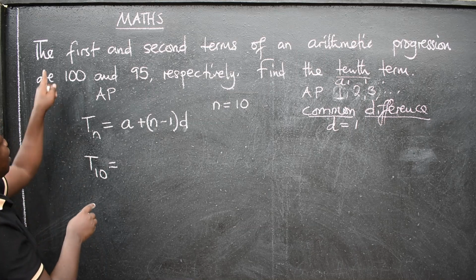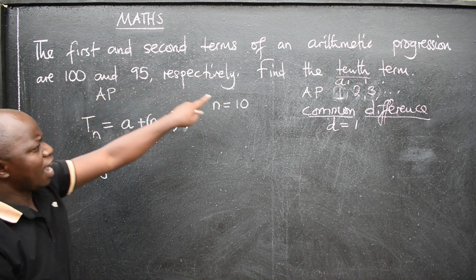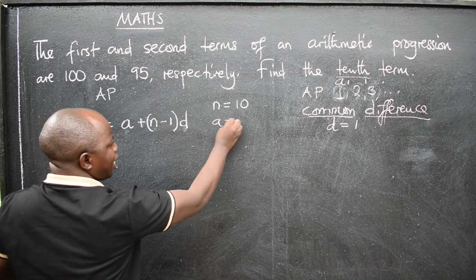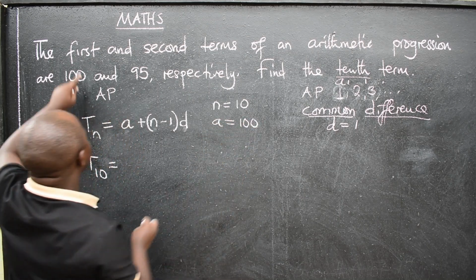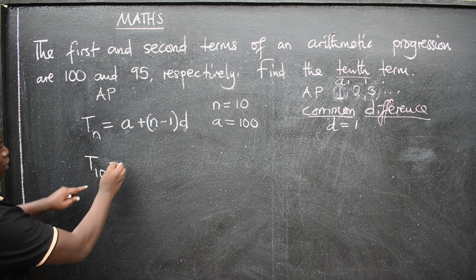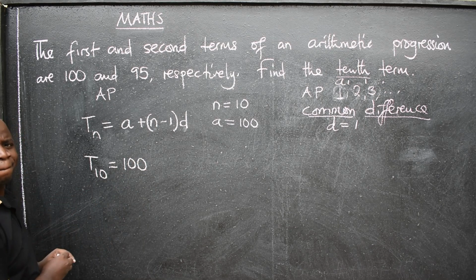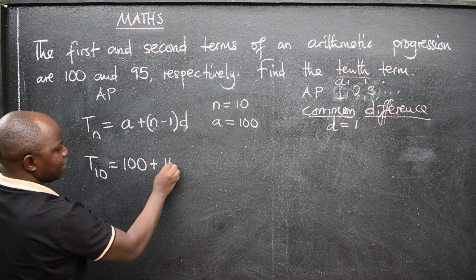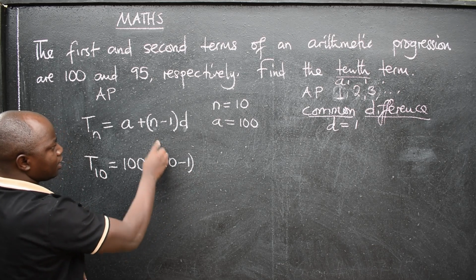What is our a? The question says the first term, and I've explained the first term is a. So our a here is 100. That is the first term. So 100 here. Plus n, remember n is 10, minus 1.